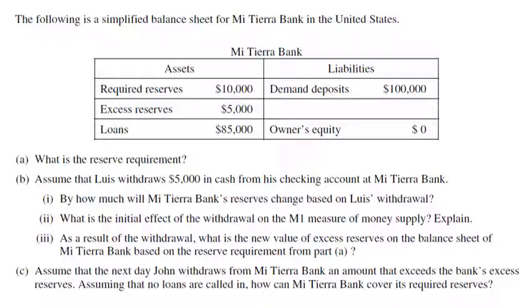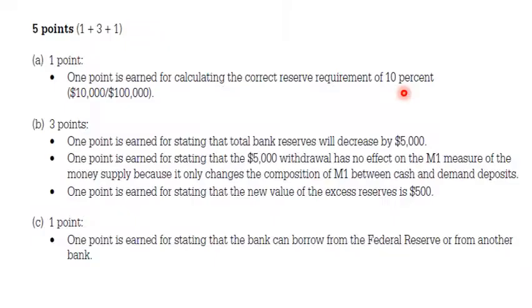Now, part 3 of B is probably the most difficult point to get on this 5-point FRQ. So as a result of the withdrawal, what is the new value of excess reserves? Okay, so let's walk through this. We said Luis withdrew $5,000. Well, that $5,000 came from the demand deposits. So the demand deposits decreased by $5,000. Now, over here, to balance it out, the bank can simply use their $5,000 in excess reserves, right?